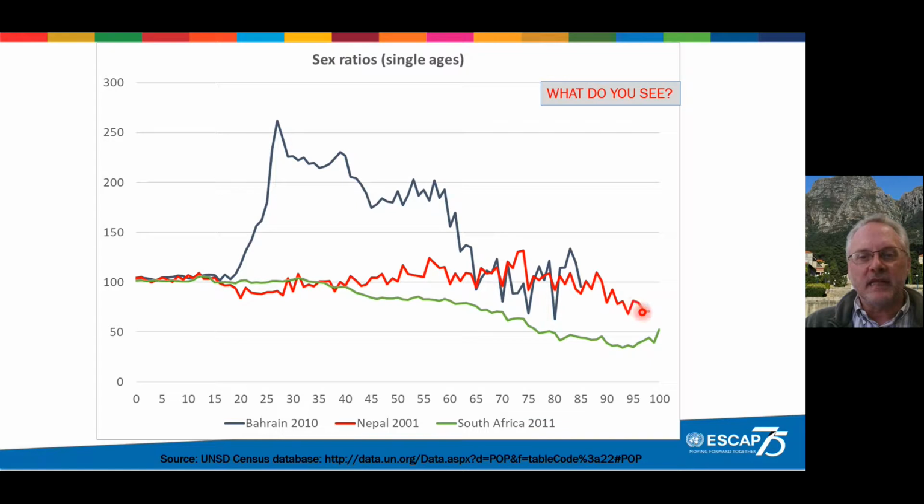But the scale of that decline is somewhat surprisingly low, and would also again point that even at these extreme ages, women might have been differentially underenumerated in that census.